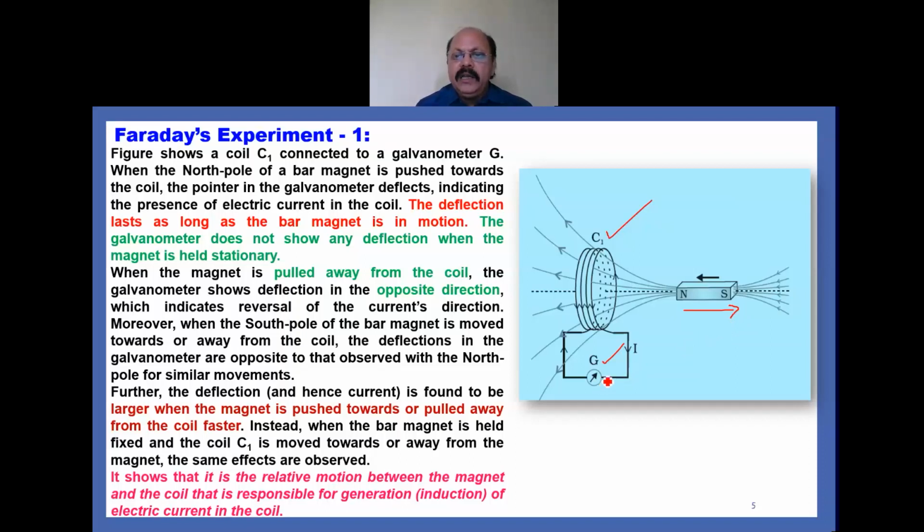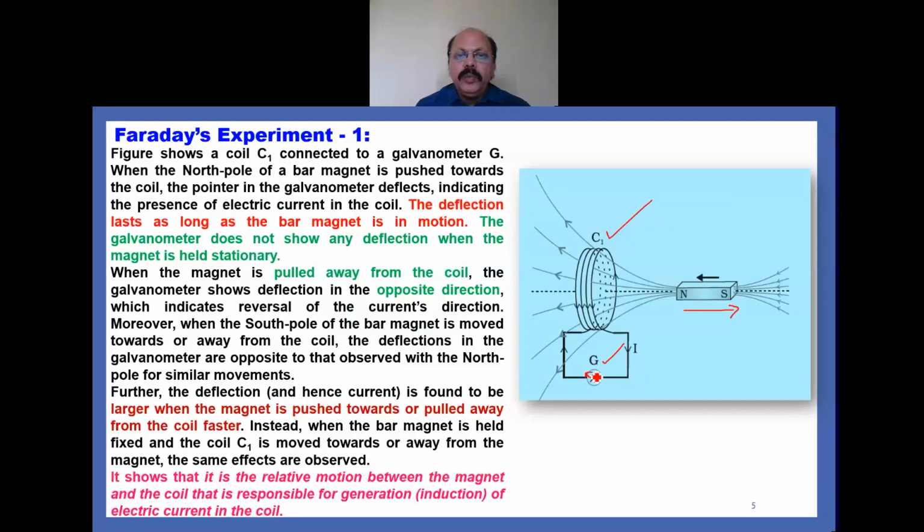Like initially here, and it shows in the opposite direction, which indicates reversal of current's direction. That is, an induced current is developed and its direction is opposite to the direction which was earlier induced due to the motion of the north pole of the magnet towards the coil.